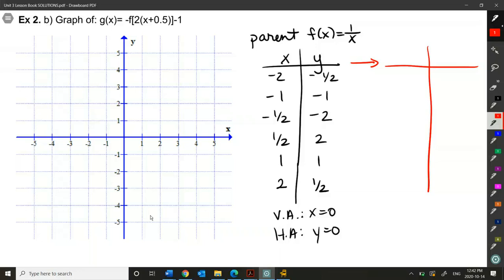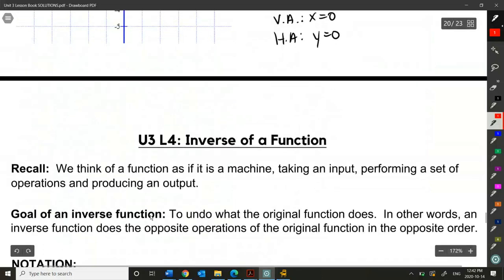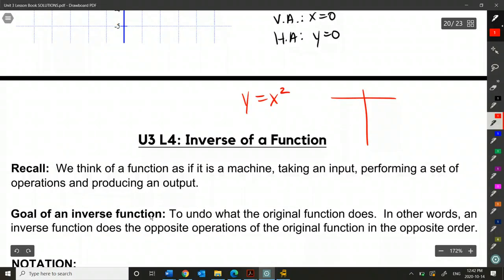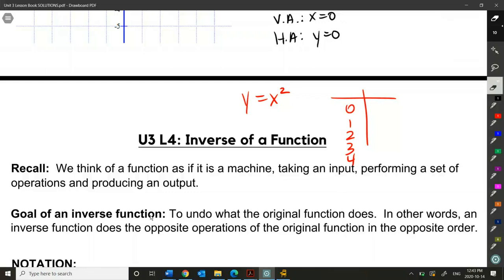For some of them, if you don't choose enough points, let's say for x squared, if you only chose positive points and this was your parent function, and you chose 0, 1, 2, 3, 4, you would only get half of your quadratic. So for some of them, I'm just giving you some points that are going to give you a full idea of what the function looks like, just to make sure that you have all the pieces of the function that you need.